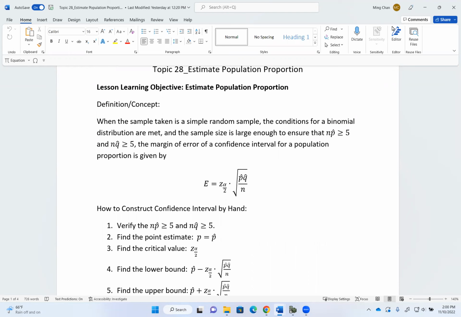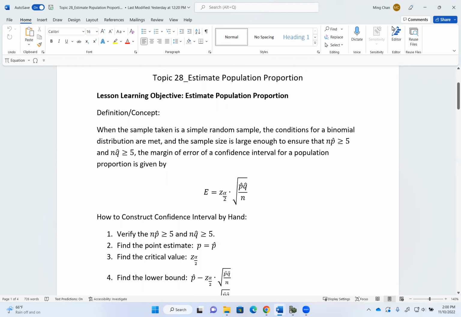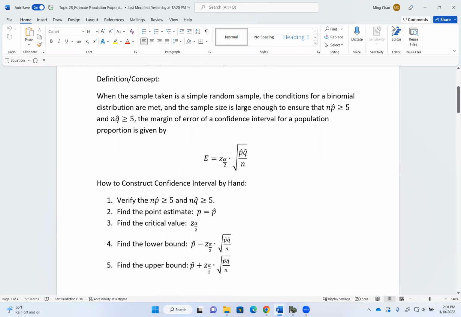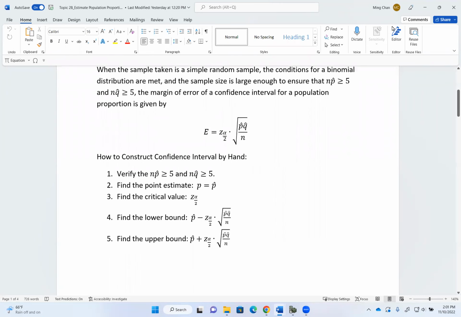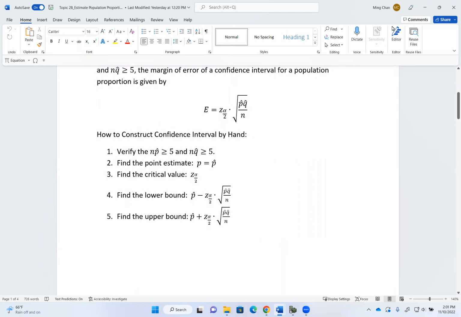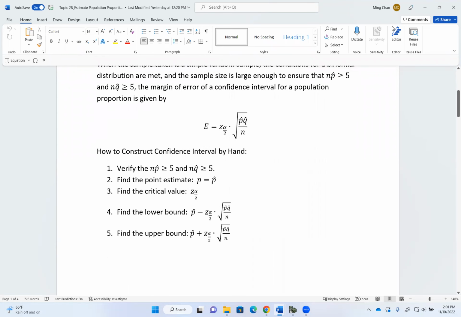So this is what's different from estimating the population mean with sigma known or sigma unknown. It's really the margin of error part right here, and of course the point estimate. So the margin of error is z sub alpha over 2 times the square root of p hat times q hat divided by n. Okay, so this part is a little bit different compared to when we estimated the population mean. All right, so this is population proportion p.